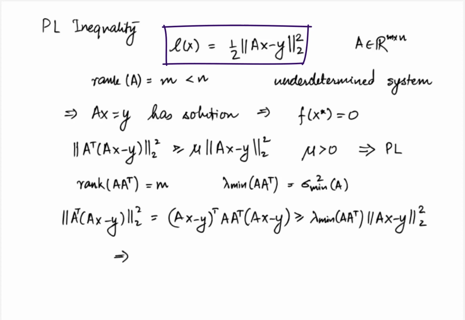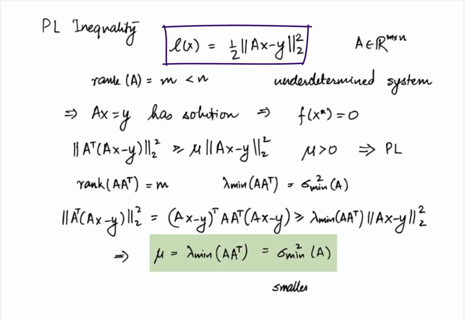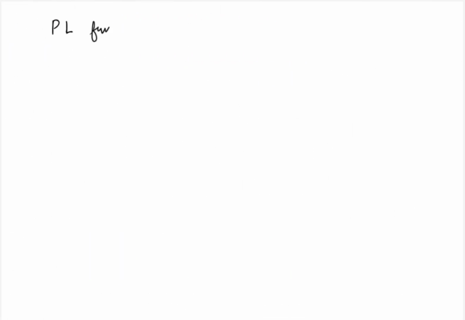So this implies that mu is equal to the smallest eigenvalue of A transpose A, which is also equal to sigma min square of A, which is the square of the smallest non-zero singular value of A. The relationship can actually be derived from the eigenvalue decomposition of A transpose A. In summary, we have seen that the PL inequality holds for least squares loss even though it is not strongly convex. In fact, PL also holds for a broader class of functions, and you have to look at the reference papers for more examples. Let us briefly look at PL functions, which are those functions that satisfy PL inequality.